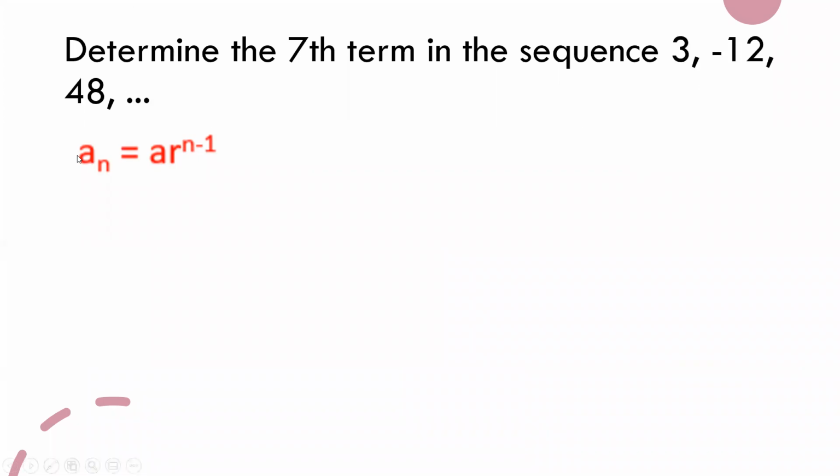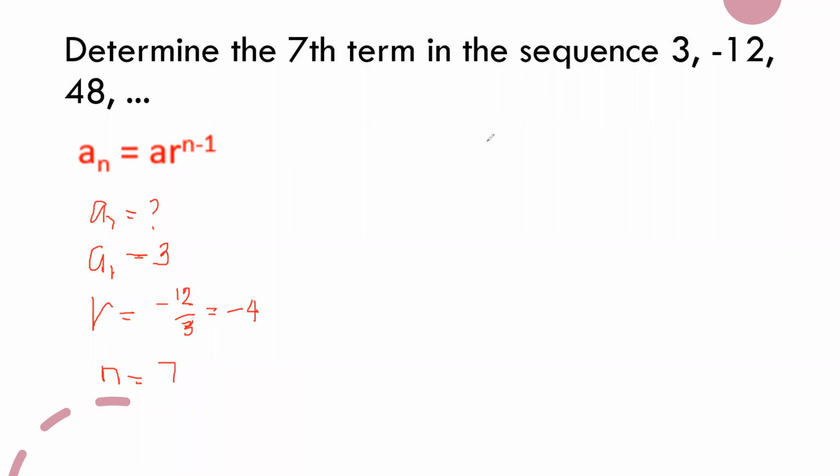3, negative 12, 48. So, alamin natin ang mga different parts. We're looking for the seventh. So, a sub 7 is missing. That's given. A sub 1 is equals to 3. Our R is missing. That will be negative 12 over 3. Kaya ba natin siyang i-divide? Negative 4. That will be negative 4. That's correct. Negative 4.